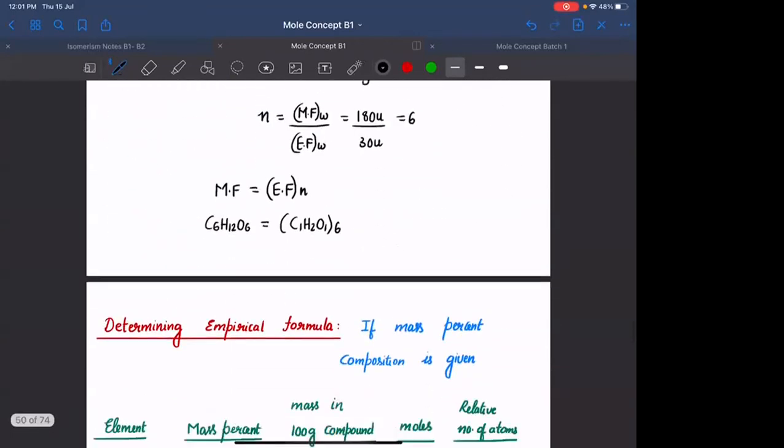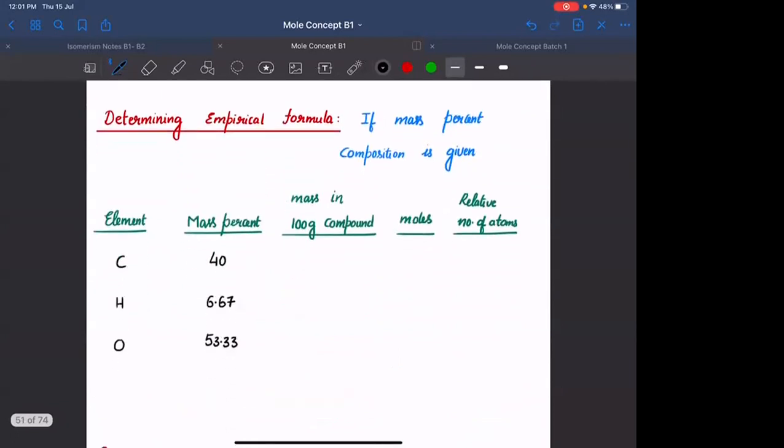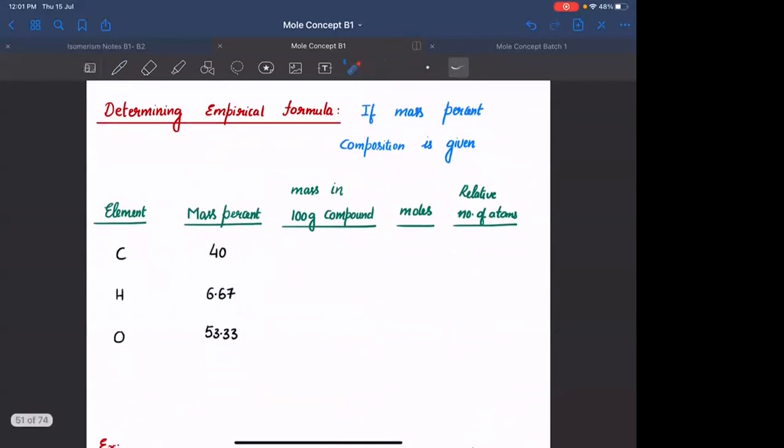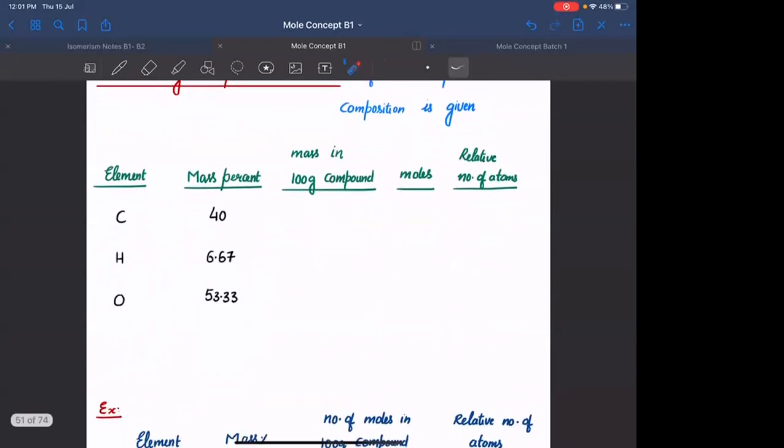Let us see how to determine the empirical formula if you are given mass percentage composition. You are given the mass percentage composition of different elements present in the compound. You need to determine the empirical formula. देखो हमको क्या करना है, you need to find the moles of respective elements and you need to take the simplest whole number ratio.